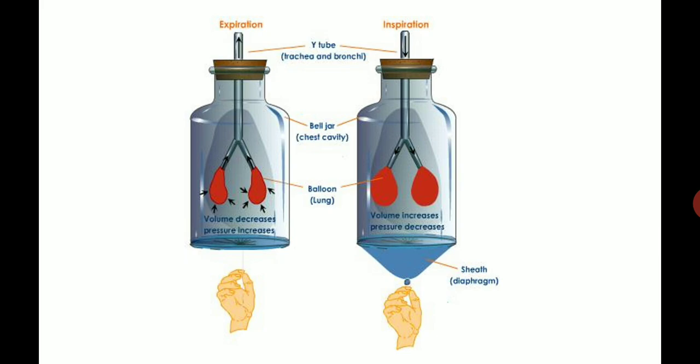This is an experiment to demonstrate the action of diaphragm during breathing. You can see a rubber sheet is tied around the bottom edge of the bell jar, which represents the diaphragm. When the sheet is pulled downward, volume is increased. Pressure inside the bell jar is lowered. The rubber balloons expand by the air rushing in through the tube at the top.